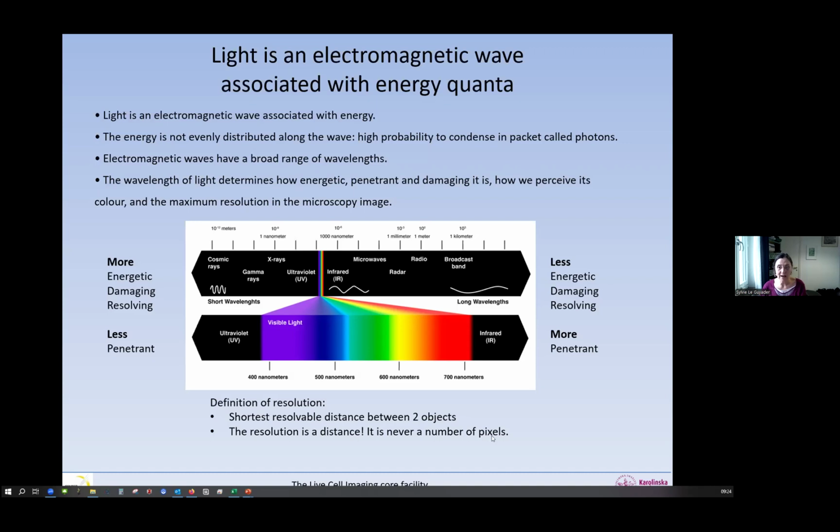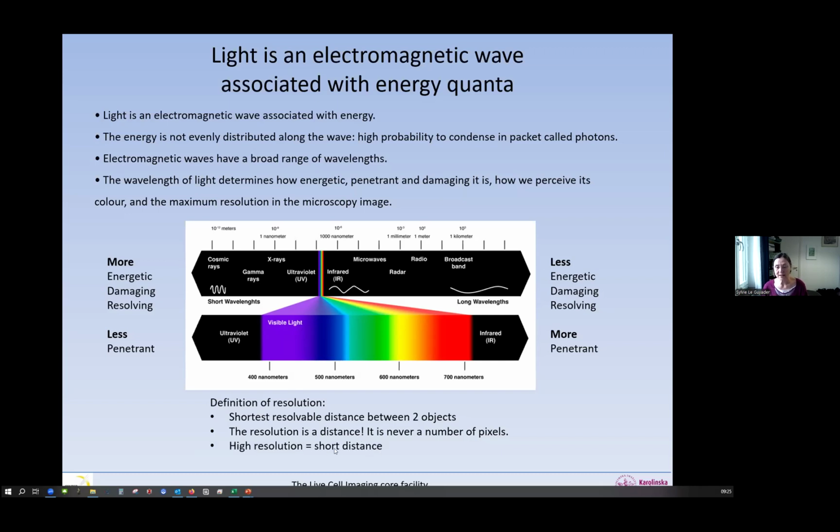Never say, I have 500 pixels, this is my resolution. This is not correct. Unfortunately, this has been sort of the case with TV, so in TV commercials, they say number of pixels. This is not a resolution, right? This is a number of pixels, but the resolution is actually a distance in nanometers.